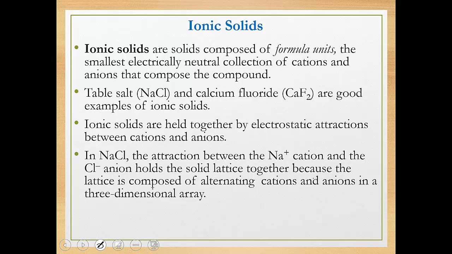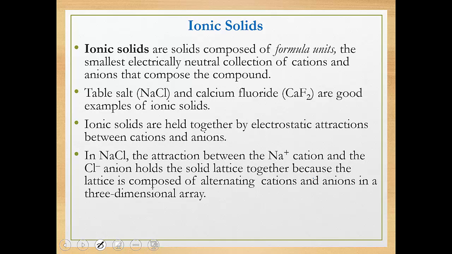All right, ionic solids, we said, are composed of formula units. So we have cations and anions that come together. Table salt we looked at, calcium fluoride, any of the salts we looked at. Lots of good examples of ionic solids. And those are being held together by electrostatic attraction. So this was where we actually had a transfer of electrons from one atom to another, created an ion, permanent ion charge, cations and anions that are then held together by that strong force.